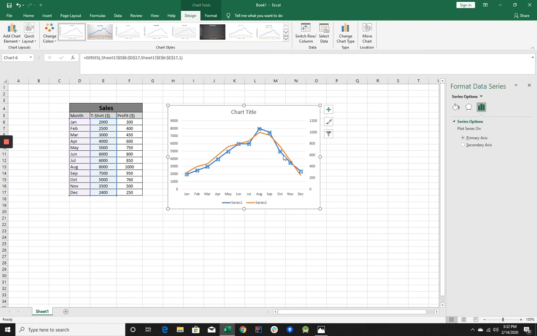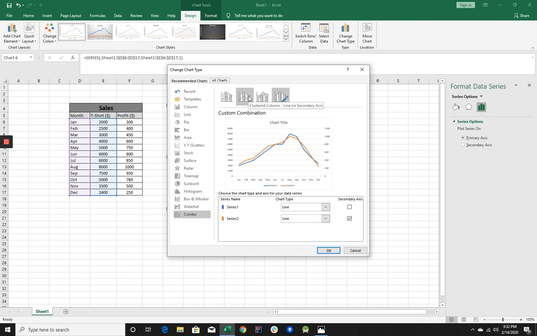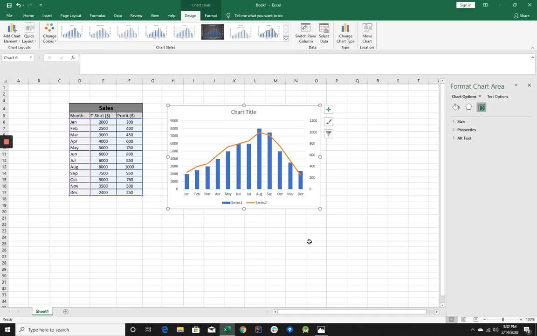If I click on the blue line, the amount of sales for t-shirts, then I choose Change Chart Type, and then I'm going to choose Cluster Column. This graph right here is a much better representation, which shows us the changing sales by month and its corresponding profit.